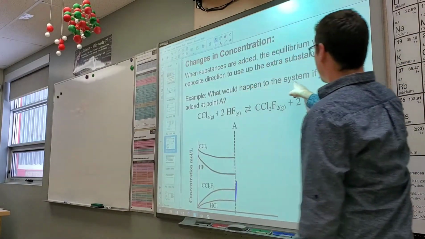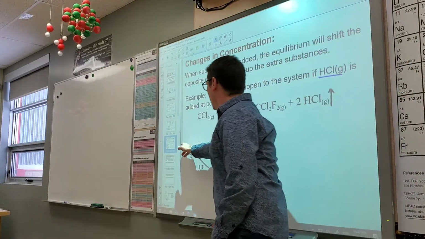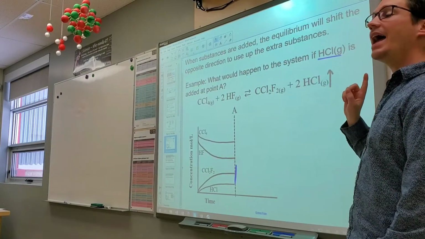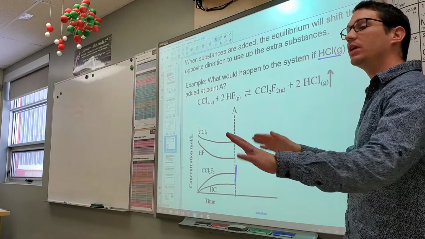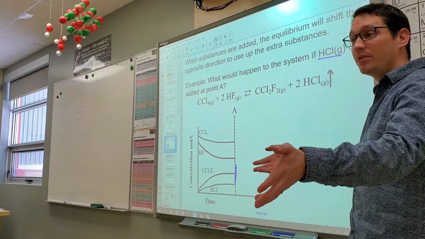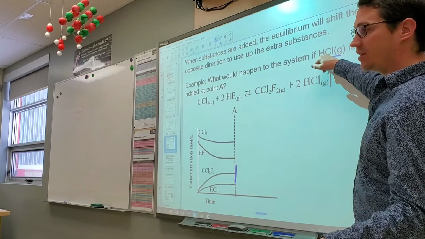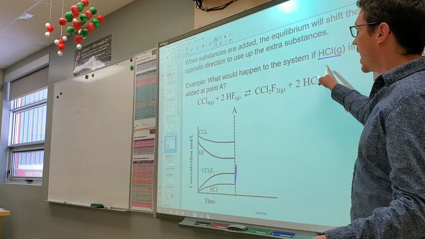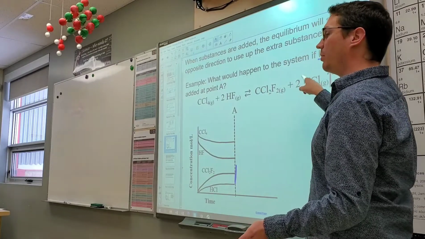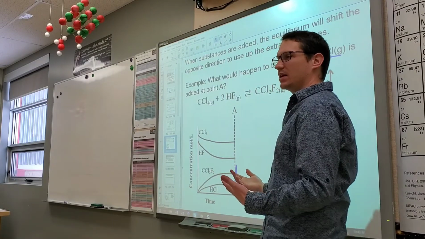What would happen to the system if HCl gas is added at point A? Okay, let's think about this. Le Chatelier's principle says, if I add something, what will the equilibrium do? It'll try and use it up and get rid of it, right? So if I add some HCl, would you agree now I have more products? Now I've got more products to use up, and so the reverse reaction will increase in rate. Does that kind of make sense?